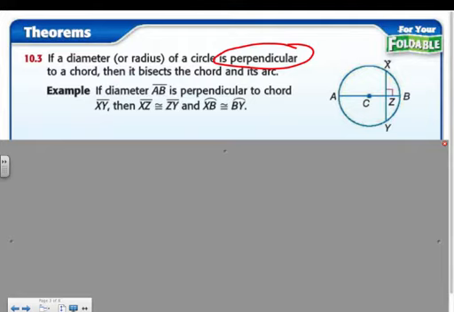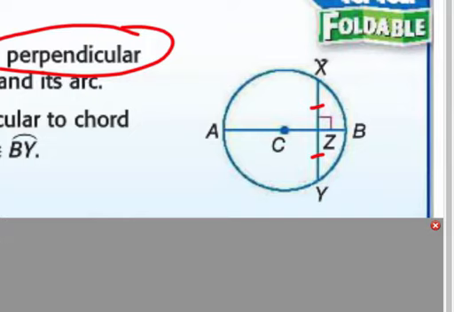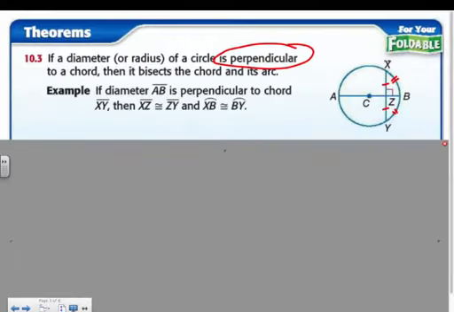So what does it mean to bisect? Well, it cuts it right in half. So we know that XZ and YZ would be congruent. We also know that these two arcs, XB and BY, would also be congruent to each other because it bisects that arc. Okay, so as long as there's a perpendicular with the diameter or a radius and a chord, it bisects that chord and that arc that the chord makes up.